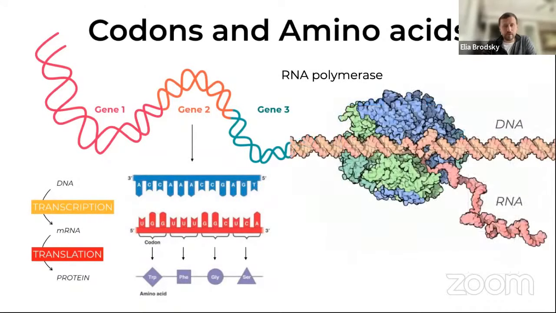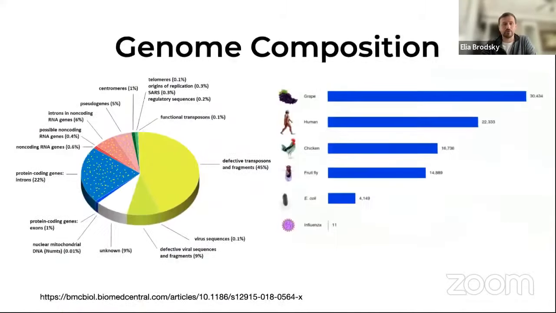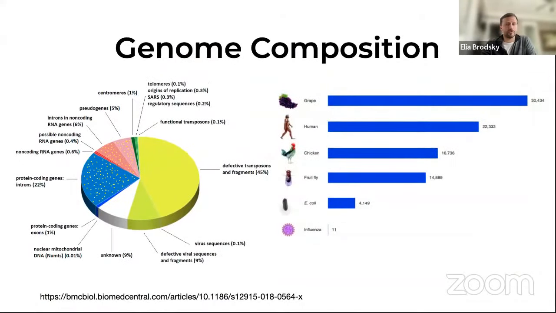So the function of the RNA polymerase is to convert DNA to RNA, and then the ribosome, of course, converts the RNA into protein. So the genome composition, let's just talk a little bit about how the human genome is maybe different from other genomes. The human genome is not the longest genome. You can see right here's the human.